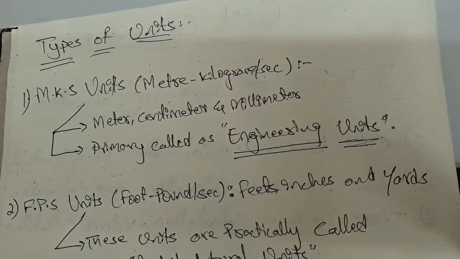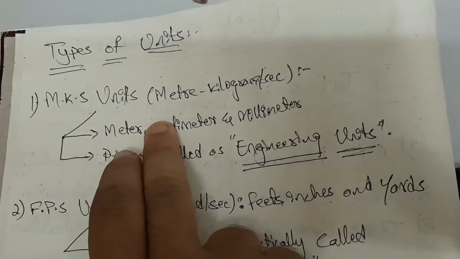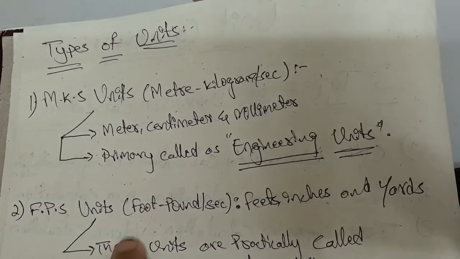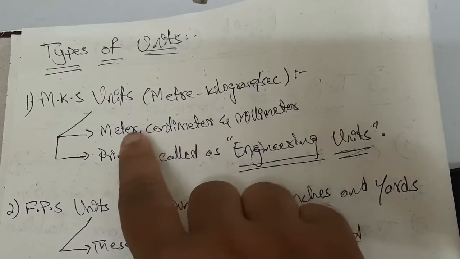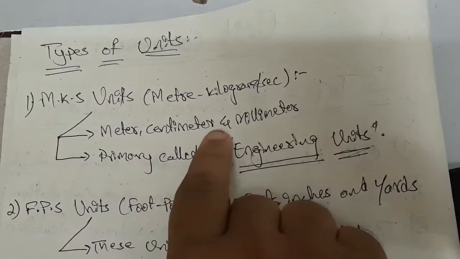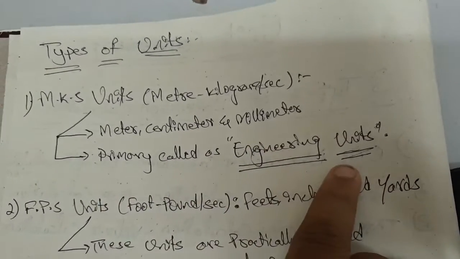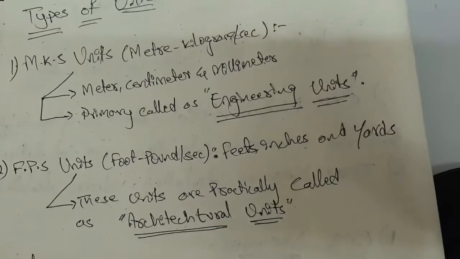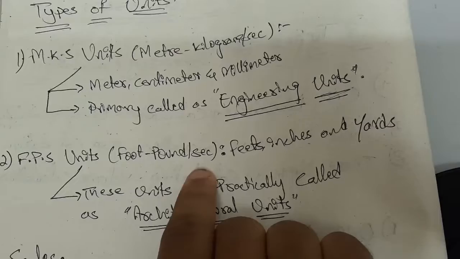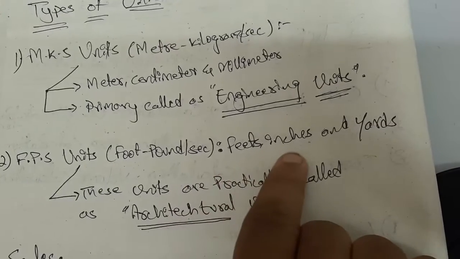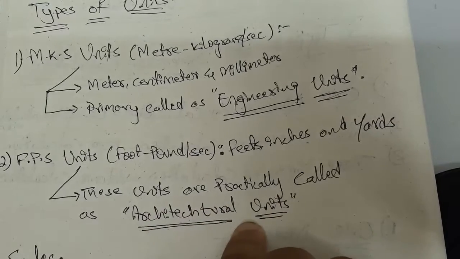Now coming to the types of unit, we usually have two types of unit. The first one is MKS units and the second one is FPS units. MKS units is meter kilogram second, and it usually includes meter, centimeter and millimeter. These are also primarily called engineering units. Now in the FPS units, we have foot, pound and second. These usually include feet, inches and yards. These units are practically called architectural units.